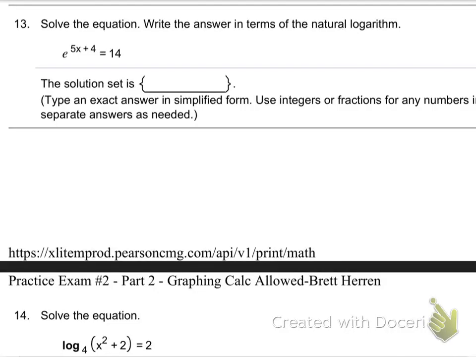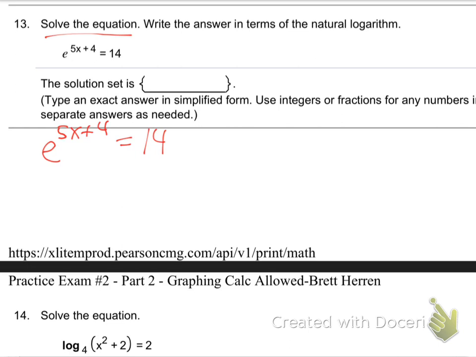Okay, so on this one, we've got e to the 5x plus 4 is 14. They want us to solve. So how do we solve? X is up there in the power zone. How do we solve when x is in the power zone?